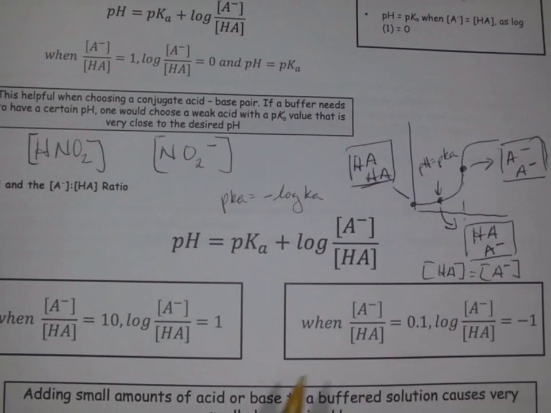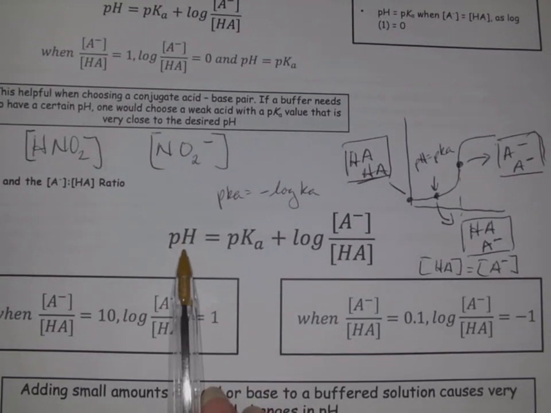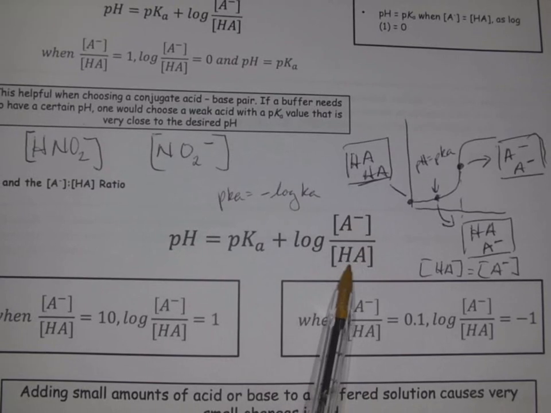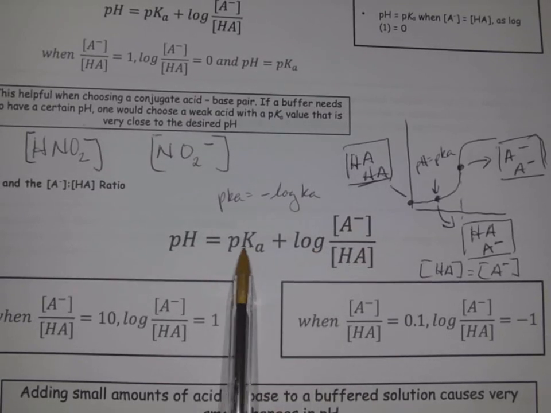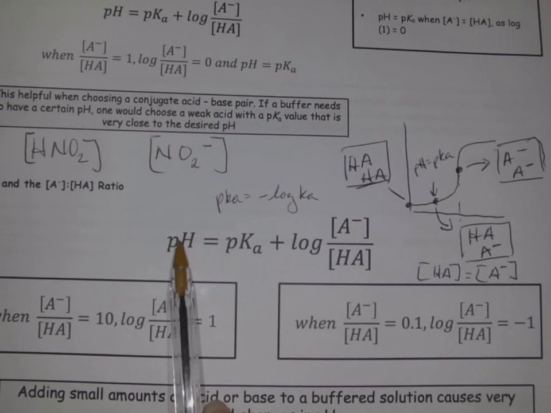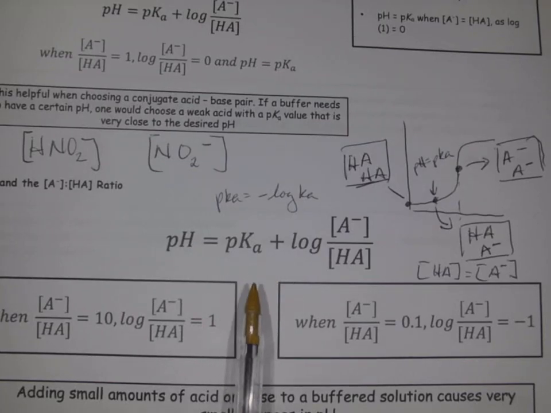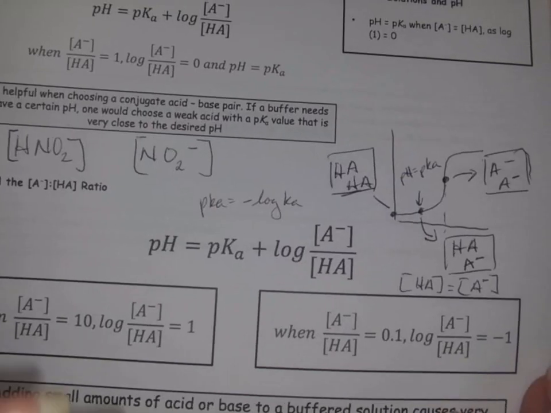If you notice that your pH value is bigger than your pKa value, then you had more conjugate base than you had acid. If you notice that your pH is smaller than your pKa value, then you had more acid than you did base. That's easy enough for us to follow.